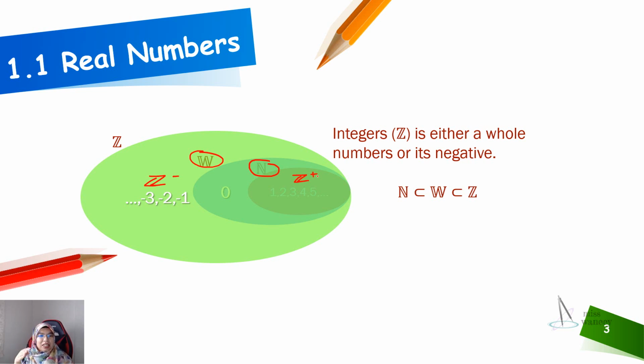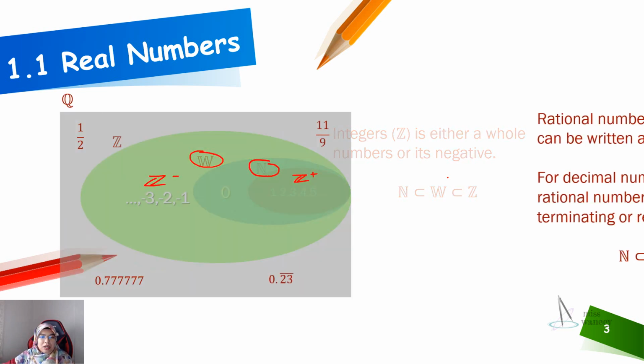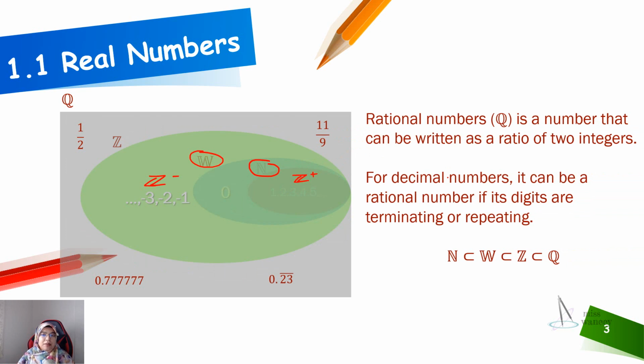And then as you can see, N is inside the whole numbers, but now the whole numbers are actually inside the integers. So that is why we can say that N is inside the whole numbers, inside the Z. So this one normally we're gonna call a subset. So natural numbers are a subset of the whole numbers, which are a subset of the integers. Okay, so of course we can extend it a little bit bigger, where we can have rational numbers.